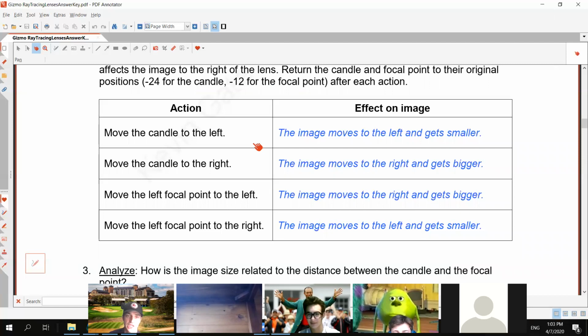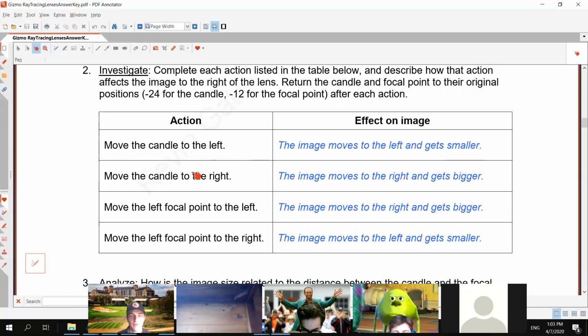Okay, then the simulation asks us to adjust the focal point. In adjusting the focal point to the left, the image will move to the right and get bigger. So as we get closer to the focal point with our object, the displayed image on the other side of the lens gets bigger. Whether we're moving the candle or the focal point itself, we notice that in both cases, the image gets larger. When we move the focal point away from the object to the right, the image moves to the left and gets smaller. So what's the general theme that we're going to get from that investigation?